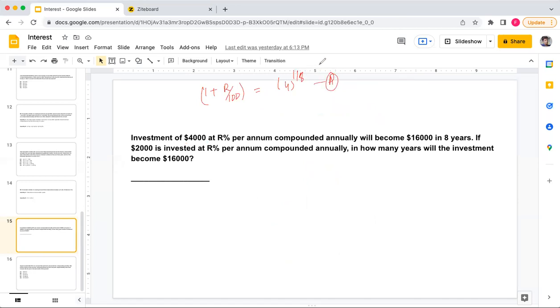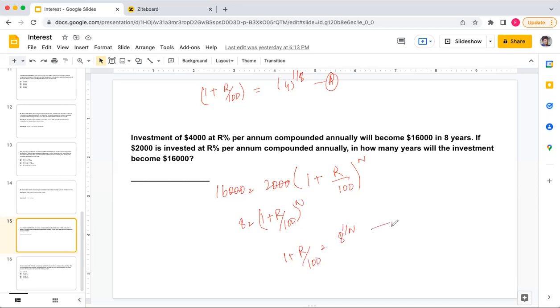Now, what else was the question saying? The question was saying that we have 2,000 invested and we want this to become 16,000. By again using the formula, the final amount is 16,000 and the investment is 2,000, and that is 1 plus r by 100. And we are asked to find the number of years, so n is unknown here. So this will become 8. 8 is equal to 1 plus r over 100 whole power n. Again, taking the nth root, this will become 1 plus r over 100 is equal to 8 power 1 by n.